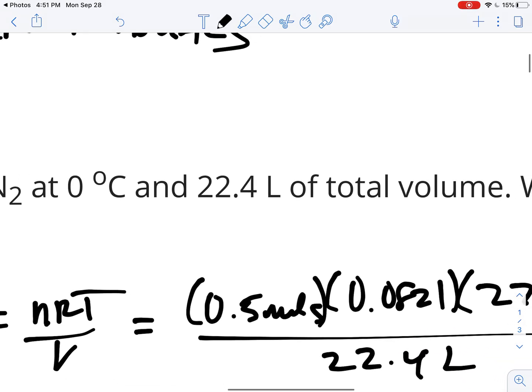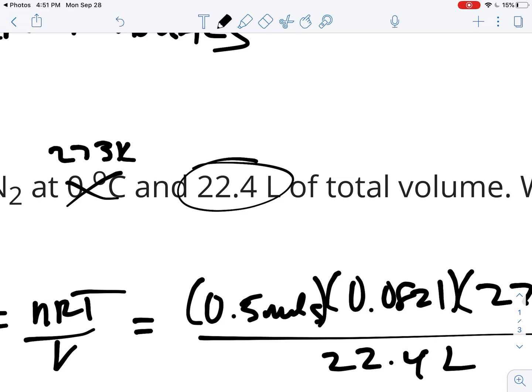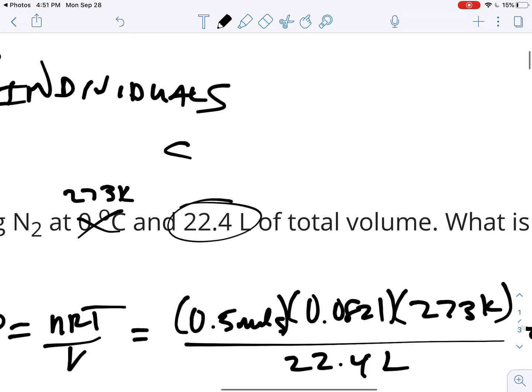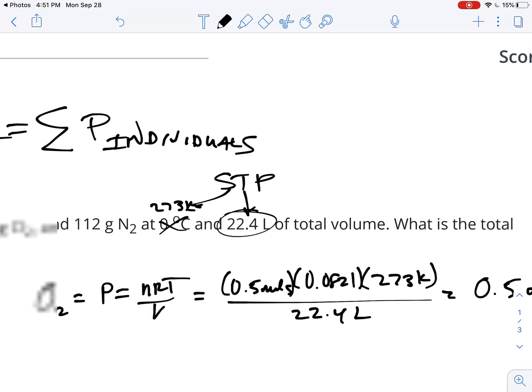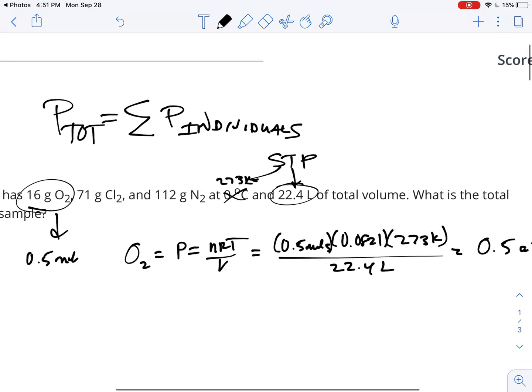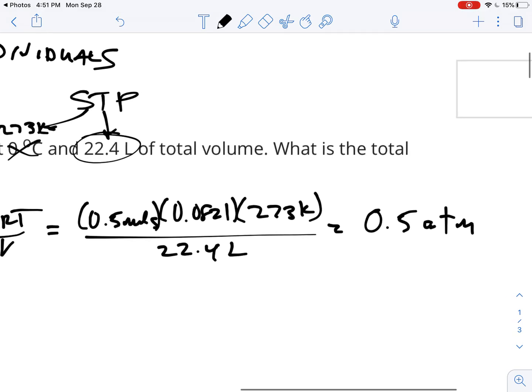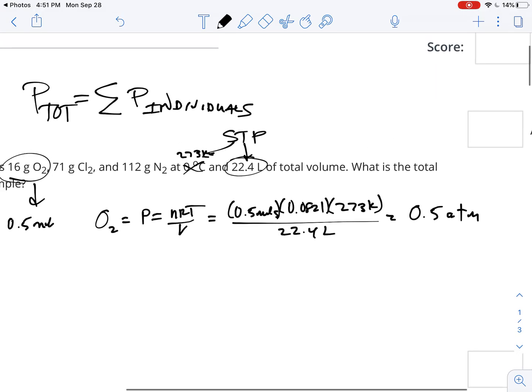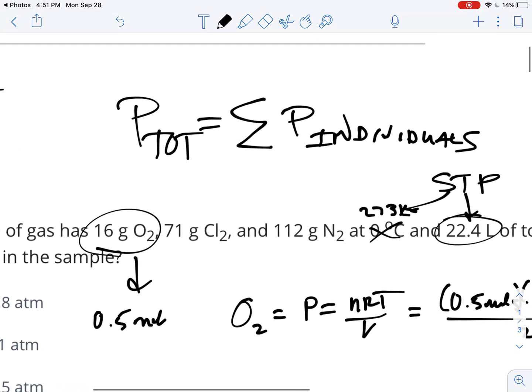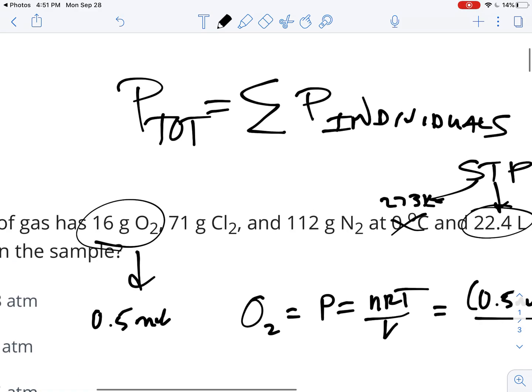I told you it was 0 degrees Celsius. Well, that's 273 Kelvin, 22.4. Oh, this is STP. So it's standard temperature. It's also standard volume, 22.4 liters. Remember that? And so consequently, it is not much of a shock to discover that half a mole gives you half an atmosphere. And so if that's the case, then everything else should follow suit.